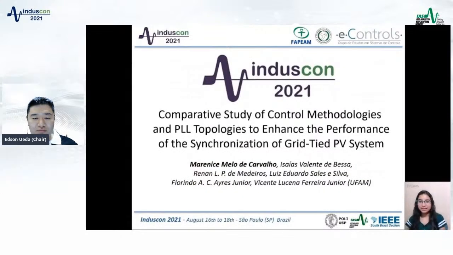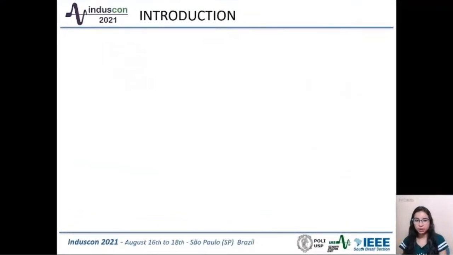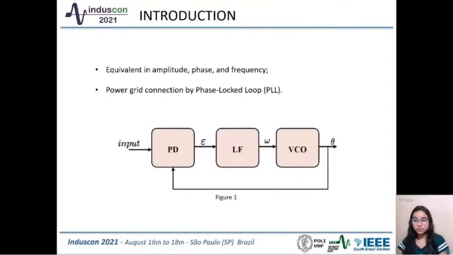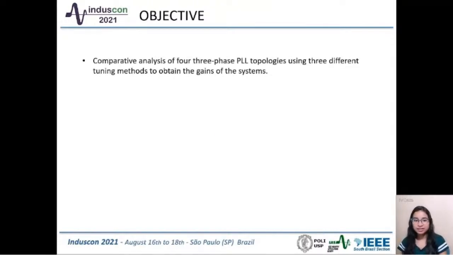Hi, my name is Marinice, and I will present this work. To connect the system to the power grid, the energy generated must be equivalent in amplitude, phase, and frequency to the electrical grid. The device responsible for the synchronism is called phase-locked loop, and is shown in this figure. This work contributes by carrying out a comparative analysis of four three-phase PLL topologies using three different tuning methods to obtain the gains of the system.